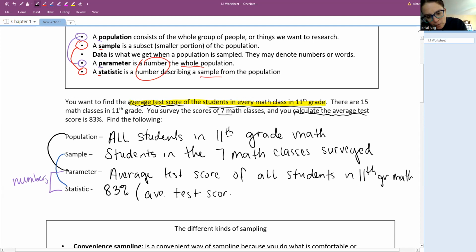That's the number of, and I'm just going to say sample, just to write a little faster because I'm writing a lot here. The statistic is 83%, which is the average test score of only those 7 math classes. So we can't say that the parameter is 83% because the parameter would be the average test score of all the classes. However, we only calculated the average test score of the sample, or of the 7 classes. Okay, you're going to find that chapter 1 is super vocab heavy, so make sure you are keeping these definitions handy when you are doing your homework.